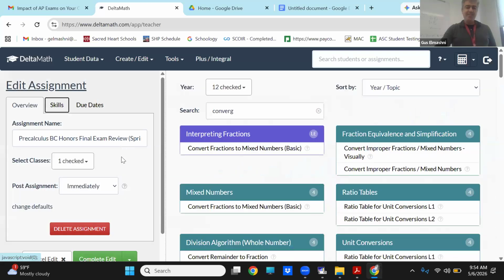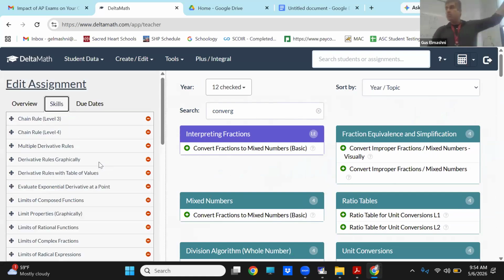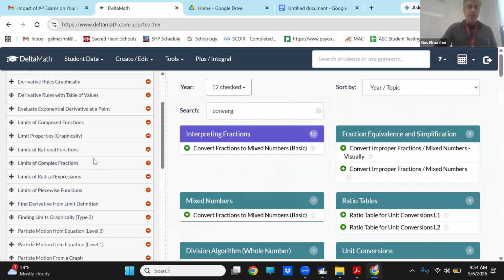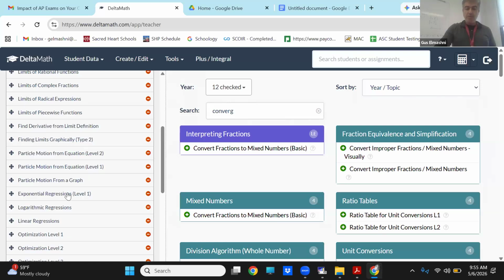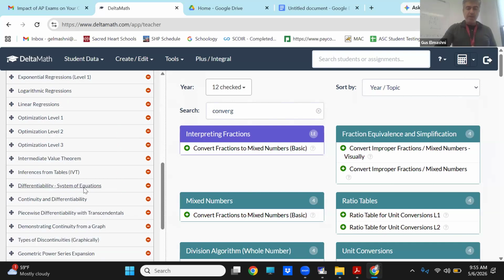Okay, here are the skill sets. It's pretty intense. A lot of stuff here, but you can see I put chain rule stuff. I went the highest levels. Derivative rules graphically, more derivatives with table values, exponential derivative at a point, limits of composed functions. So we did talk about limits of that. Limit properties, limits of rational functions, limits of complex fractions, limits of radical expressions, limits of piecewise functions, finding derivative from limit definition, finding limits graphically, particle motion, all that stuff, particles from a graph, exponential regression, more regression stuff, optimization, IVT stuff. This one I'm really excited about.